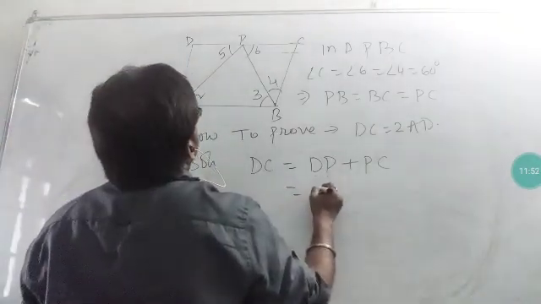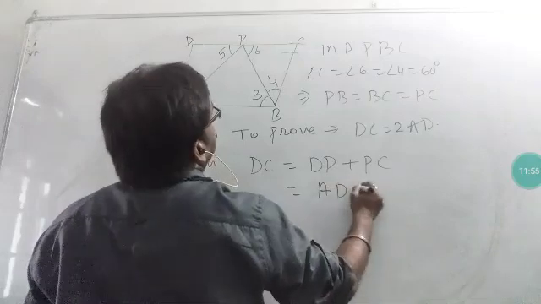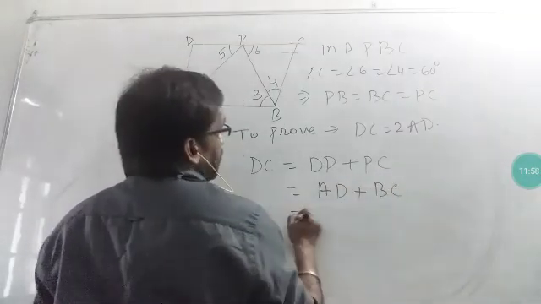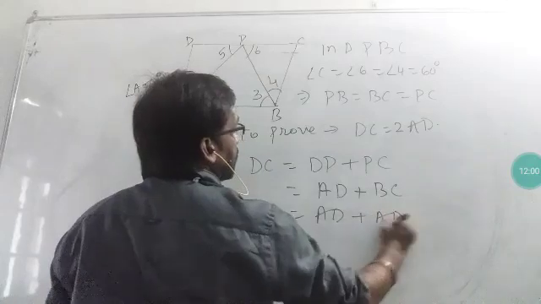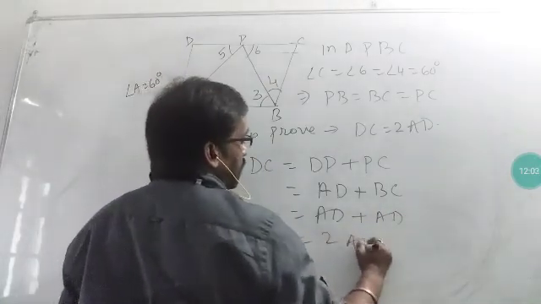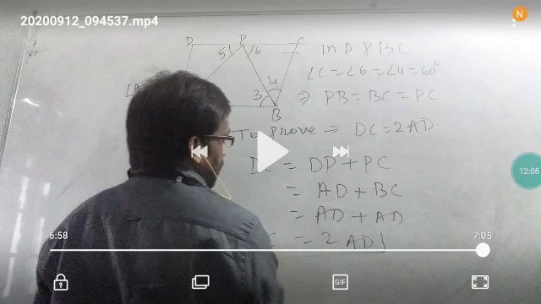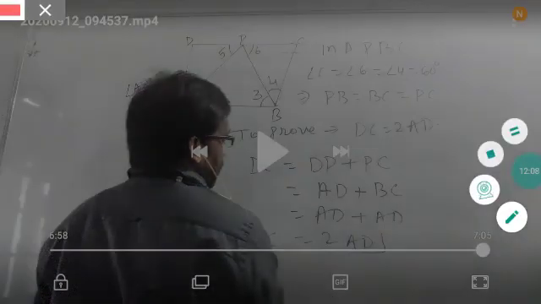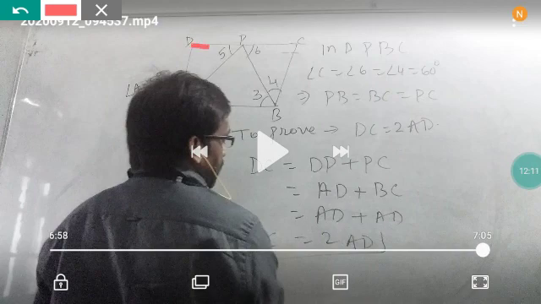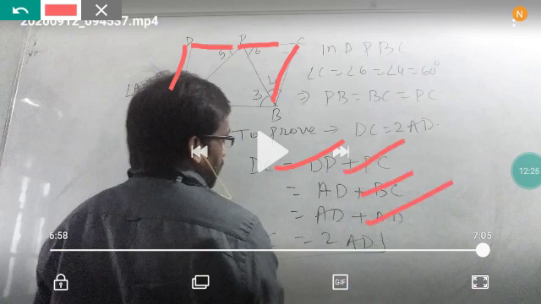Then what is DP? DP is equal to AD, and PC is equal to BC. That means BC is equal to AD also. See here, DP is equal to AD is equal to BC, and BC is equal to PC. That means all are equal. So PC is equal to BC is equal to AD, and that's why DC is equal to 2AD.